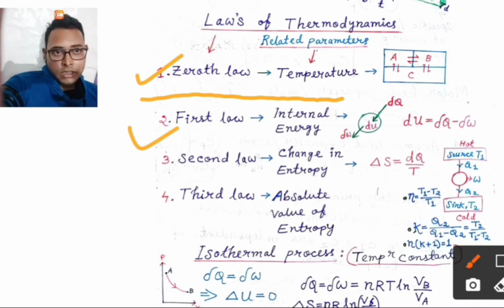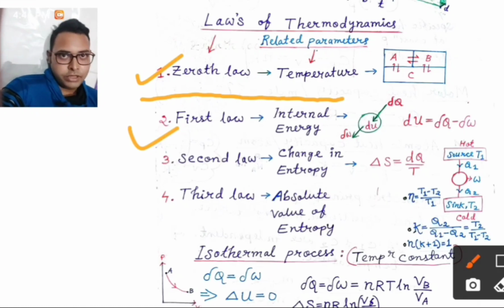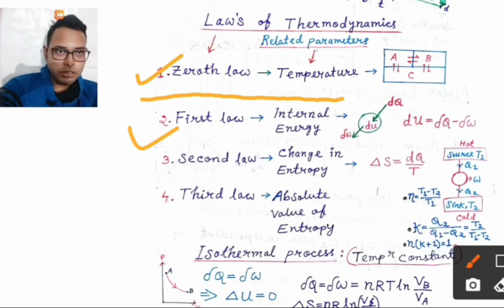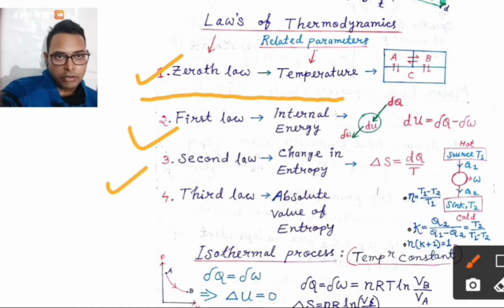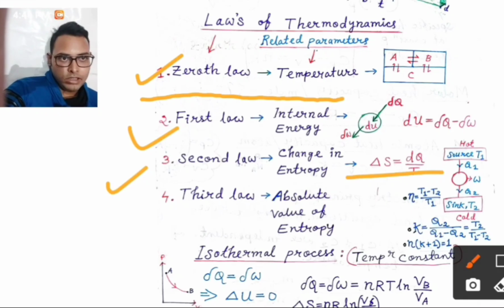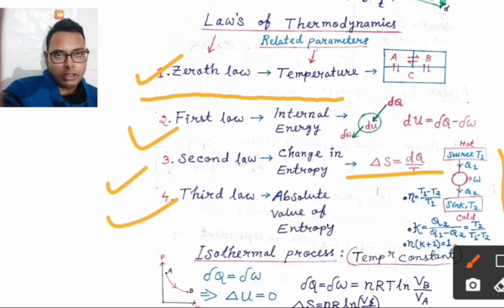And the first law is all about internal energy, how internal energy is increased when we add heat. dQ is equal to dU plus dW, internal energy plus work done by that system. And the second law is the change of entropy. When we add heat or energy, the entropy of the system increases, and we can calculate it from this formula, delta S is equal to dQ by T. This is the diagram of a heat engine. And the third law is about the absolute value of entropy. At absolute zero, for some substances entropy is almost equal to zero.